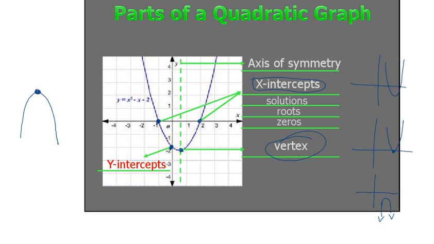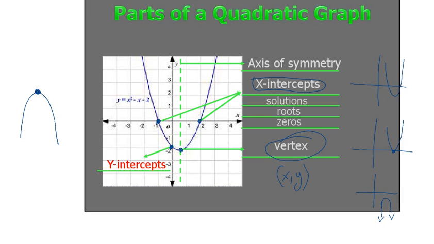The vertex is a point. When I say a point, I need x and y values. Okay? When I write a point, I write it in terms of x, comma, y. Now, this point tells me two things. It tells me my axis of symmetry and it tells me my optimal value. You're going to hear me say these words too many times. So the vertex tells you both of these.